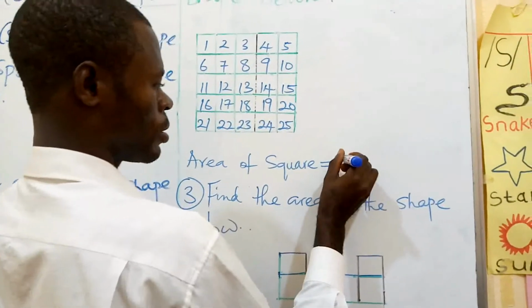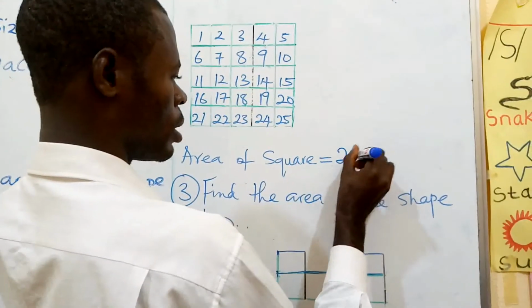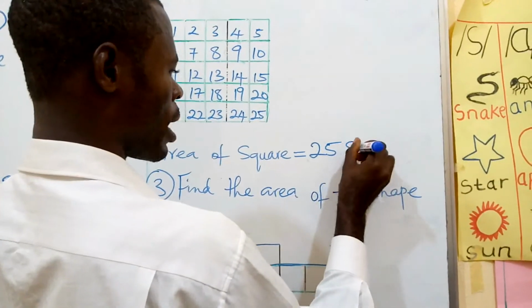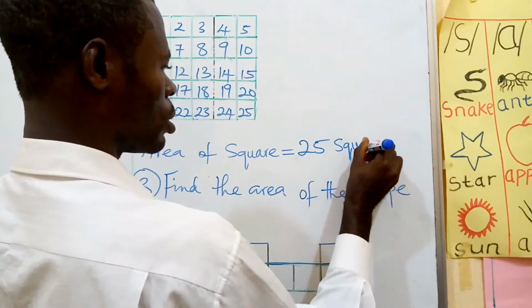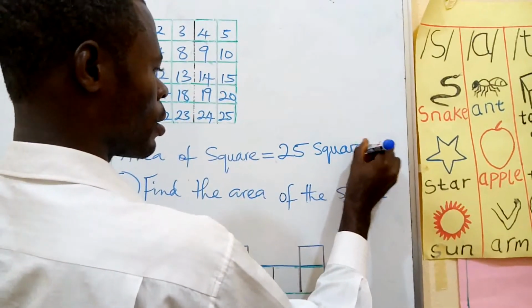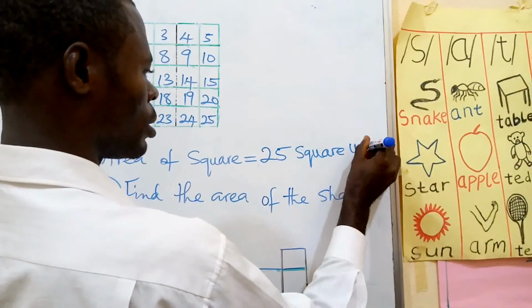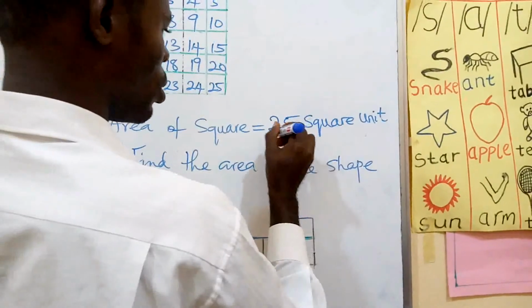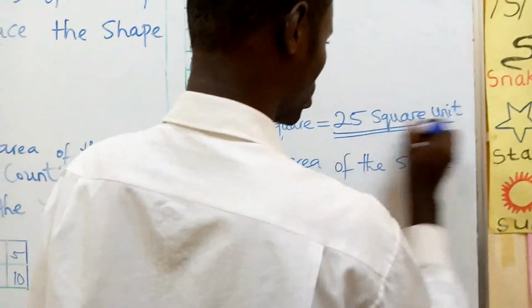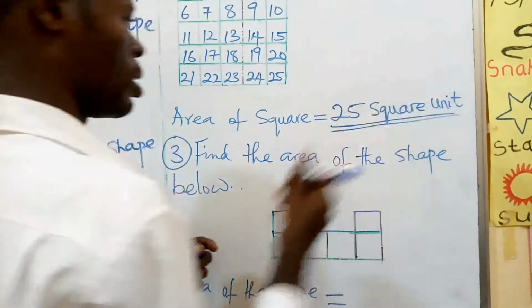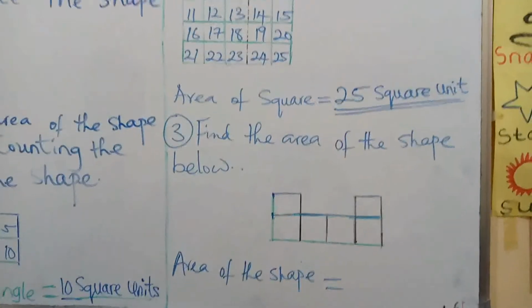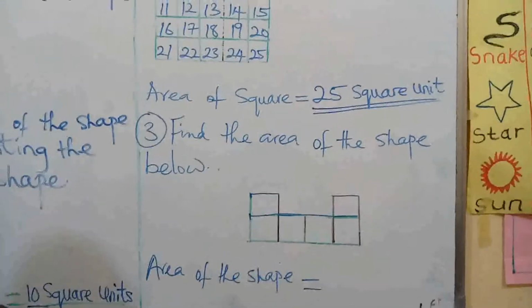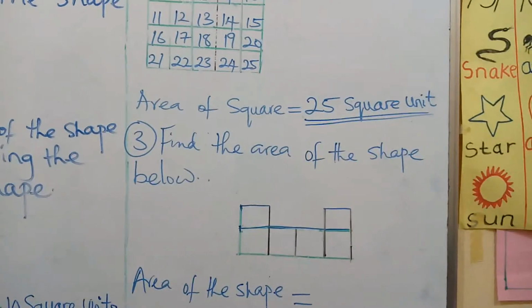25 what? 25 square unit. Alright, we are going to use square unit for your level. When you get to grade 2, grade 3, and the other higher classes, we are going to make use of centimeters and meters. Alright?